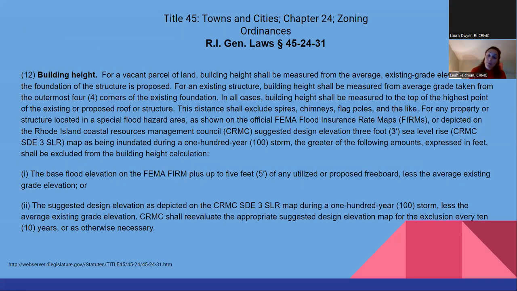Either the base flood elevation on the FEMA firm map, or the flood insurance rate maps, plus up to 5 feet. So whatever the firm map says, plus 5 feet of any utilized or proposed freeboard, minus just the existing average elevation, or the suggested design elevation as depicted on the CRMC Storm Tools design elevation, 3 sea level rise. So adding 3 feet of sea level rise during a 100-year storm, minus the average existing grade elevation. That's really complicated to say out loud, makes a lot more sense on paper, I promise.